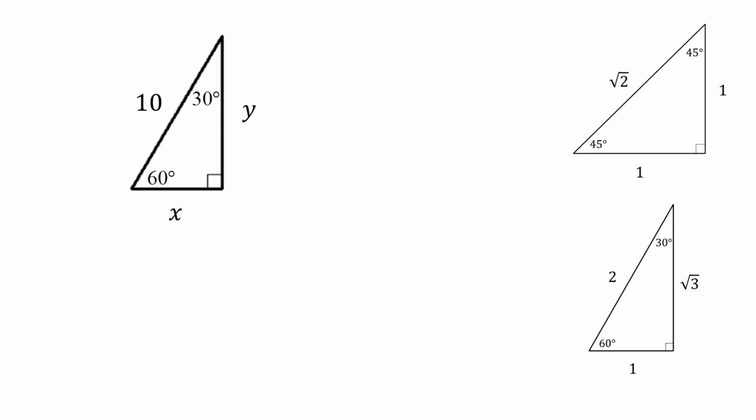Here's another example. Notice in the 30, 60, 90 triangle, we'd have to divide by 2 to get from hypotenuse to short leg. Therefore, we should divide by 2 here, giving us 5. Further, notice that to get from short leg to long leg, we have to multiply by radical 3. Therefore, we should multiply by radical 3 here, giving us 5 radical 3.